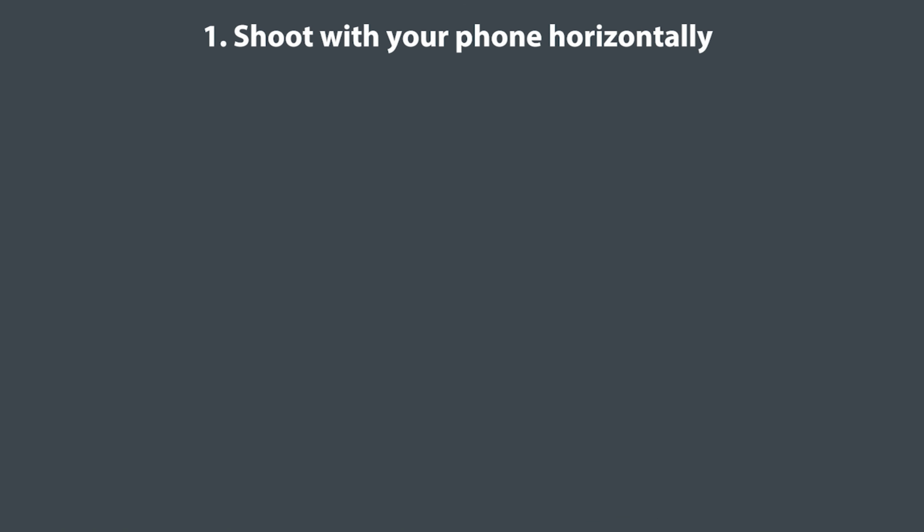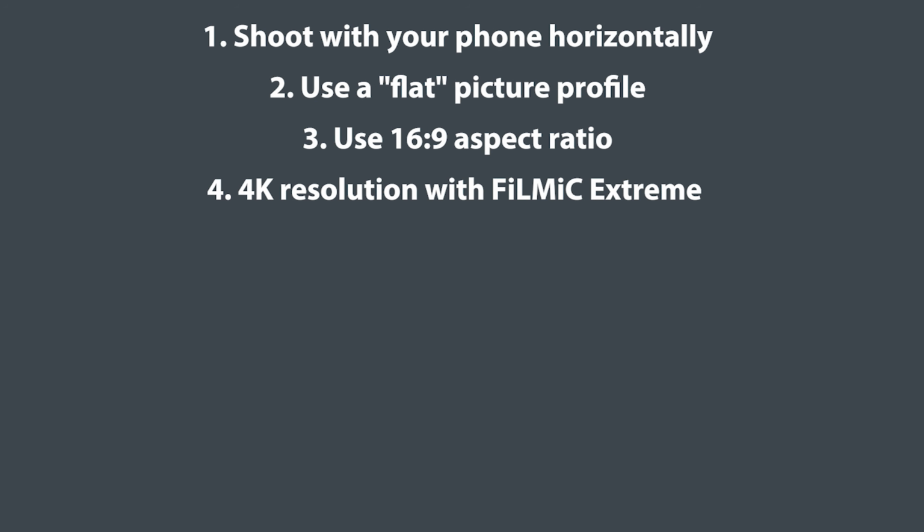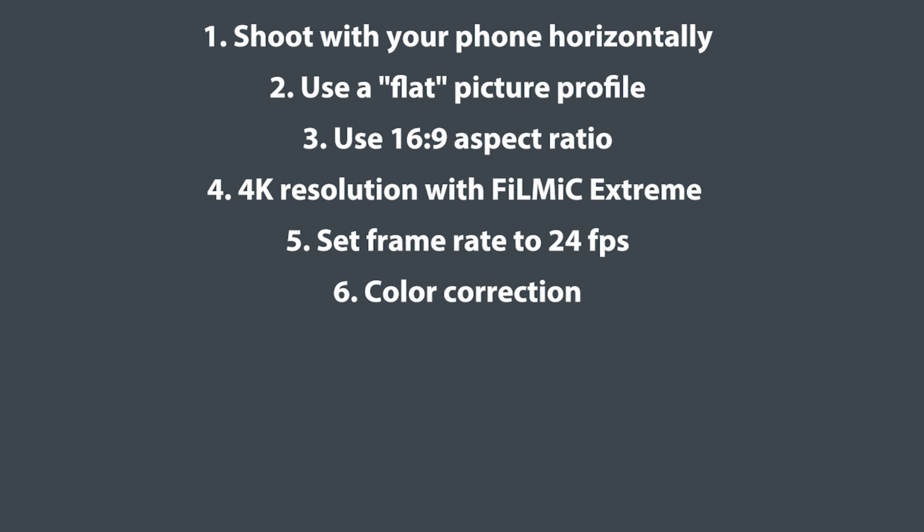Okay, so let's recap. Number 1, shoot horizontally with your phone. 2, select a flat picture profile. 3, select the 16:9 aspect ratio. 4, set your resolution to 4K with the Filmic Extreme codec. 5, set your frame rate at 24 FPS with a playback of 24 FPS. 6, color correct your footage. 7, color grade your footage using a LUT.